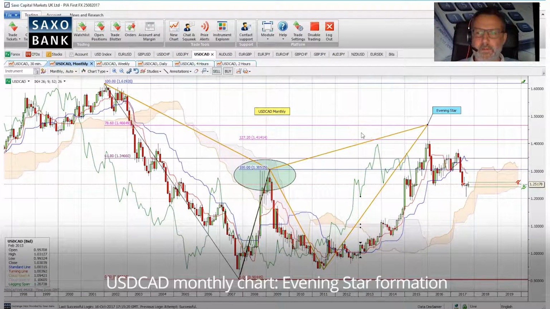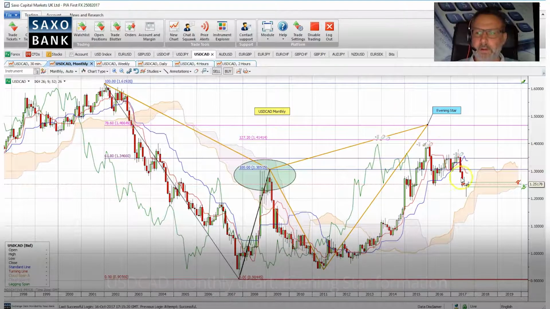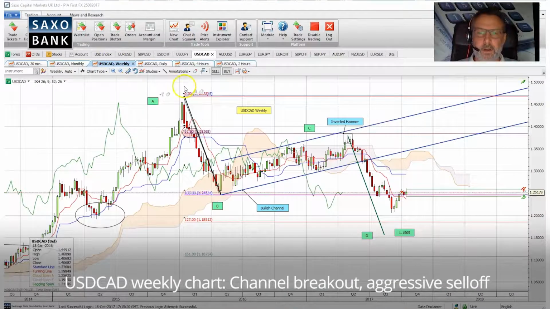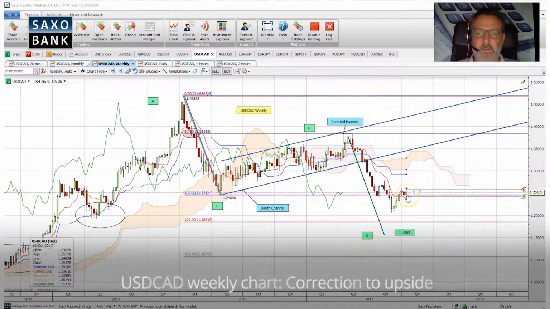First of all, we've got the monthly chart. Here we can see we've got an evening star formation posted very close to the 78.6% pullback level, and we've started to move to the downside. Now, the weekly chart highlights a channel breakout, an aggressive sell-off, and then we've seen this correction to the upside.